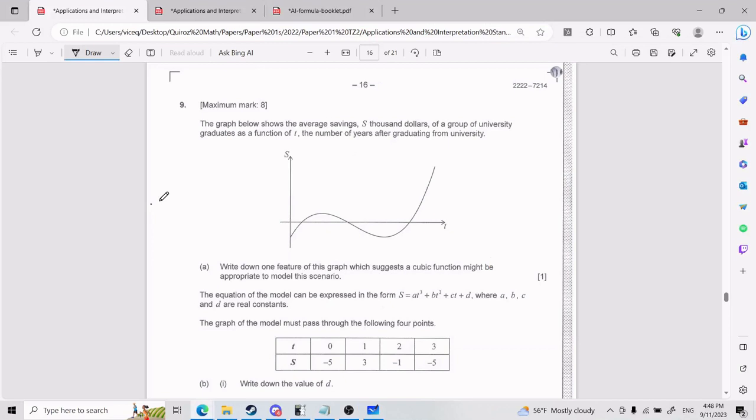And now for number 9. Number 9 is super hard, okay? We have that the graph below shows the average savings, S, in thousands of dollars, of a group of university graduates as a function of T, number of years, after graduating from university. Okay, cool. So, for part A, we need to write down one feature of this graph which suggests a cubic function might be inappropriate to model this scenario.